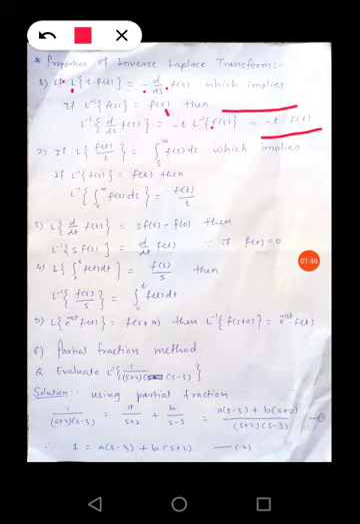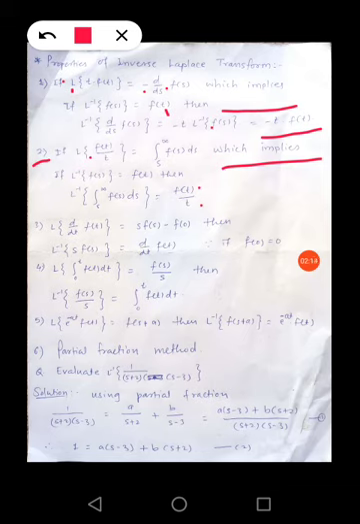Okay students, see the next property, the division by t property in Laplace transform. If Laplace of f of t divided by t is nothing but the integral from s to infinity of f of s ds, this implies a property in inverse Laplace transform: if L inverse of f of s is equal to f of t, then L inverse of the integral from s to infinity of f of s ds is equal to f of t by t.